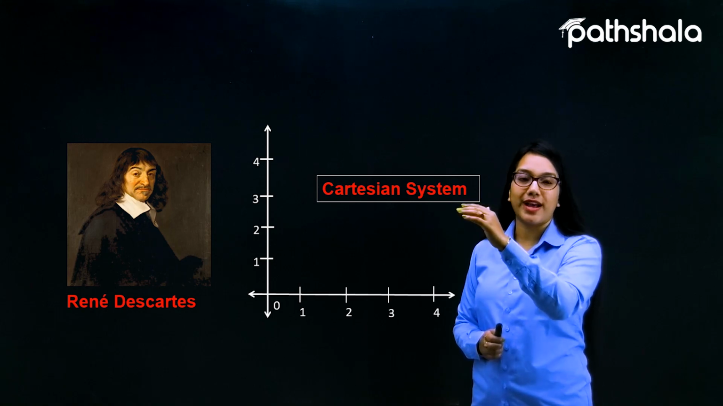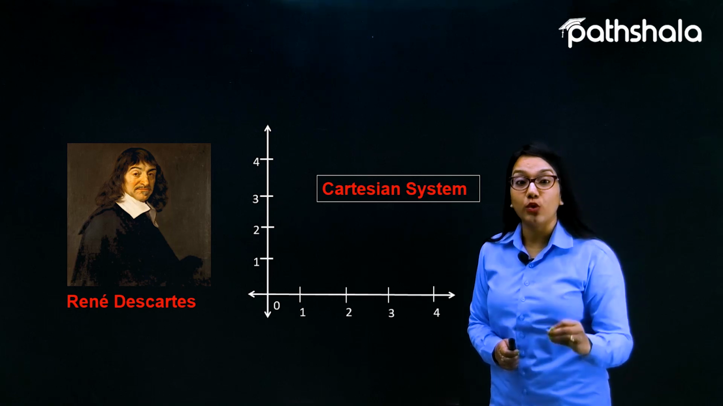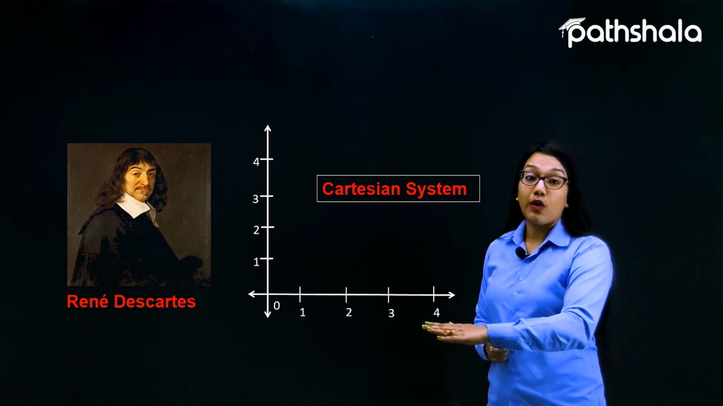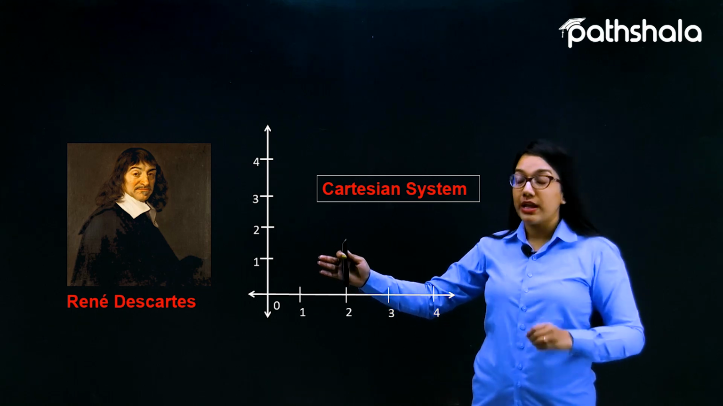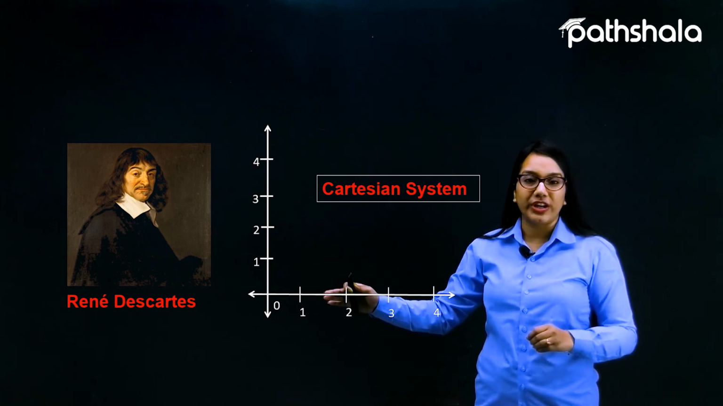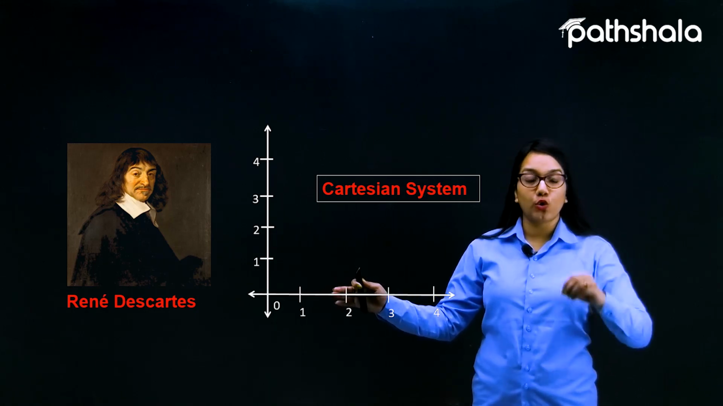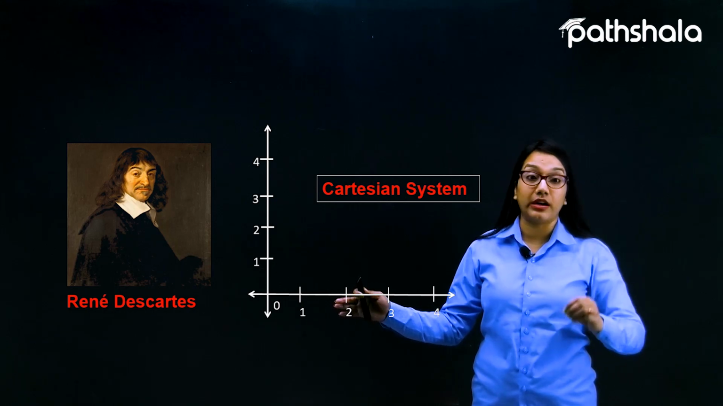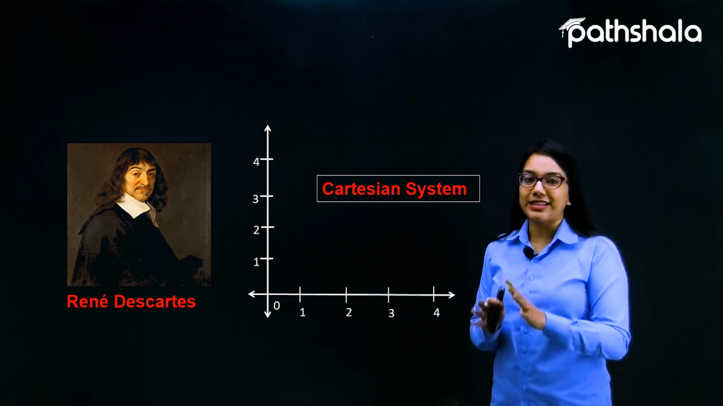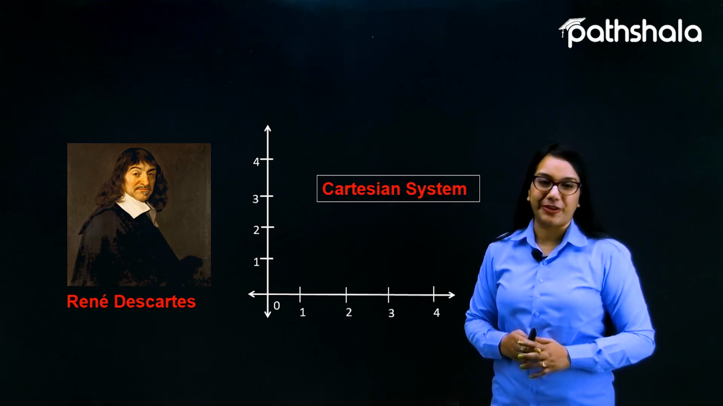This is called a Cartesian system, in which we have two perpendicular lines, this horizontal one and this vertical one, perpendicular to each other. These two lines help us to describe or to locate the position of any point or any object in a number line. So this is all about the introductory part of coordinate geometry.